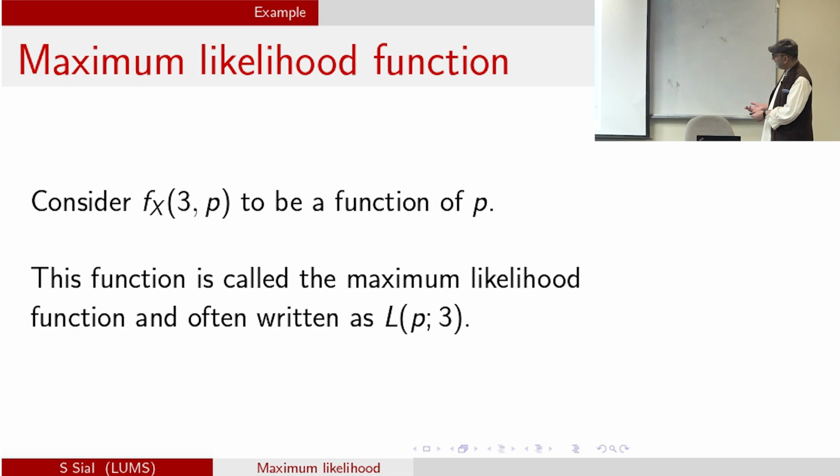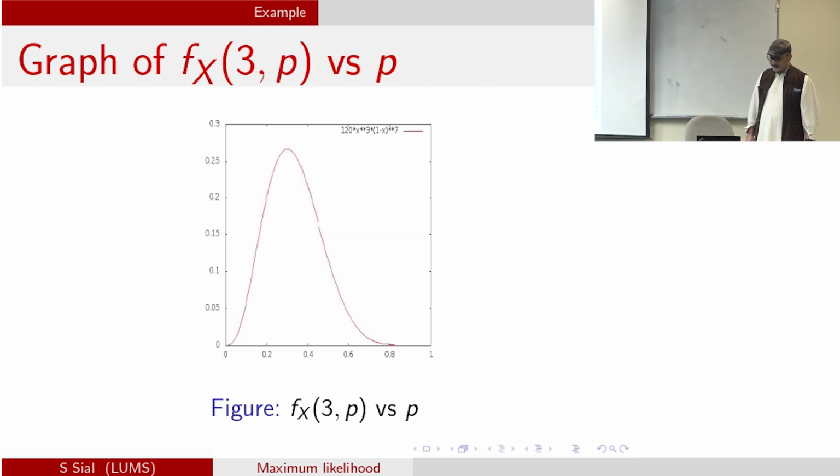But we're going to try and find the value of p which made a result of 3 the most likely out of all the possible results.